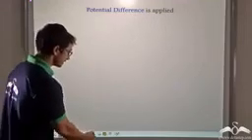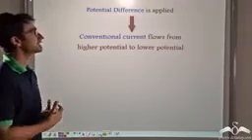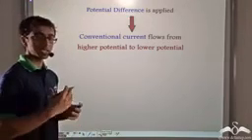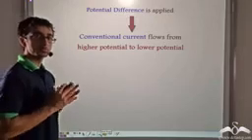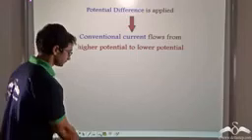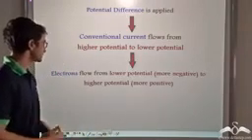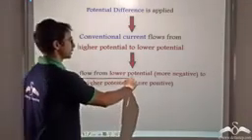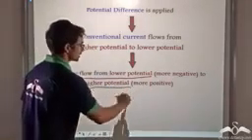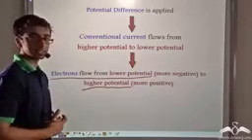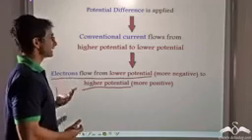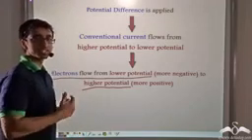So once potential difference is applied, conventional current will flow from higher potential to lower potential. In other words, conventional current will flow from the more positive end to the more negative end. So likewise, the electrons will flow from lower potential, that is the more negative end, to the higher potential, that is the more positive end. So as you remember, conventional current flow and electron flow are in the opposite direction.